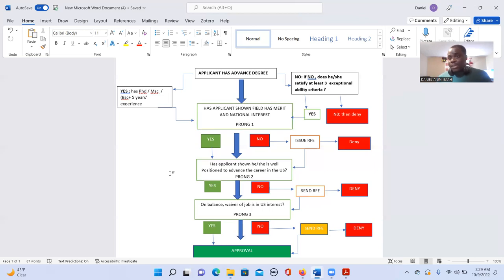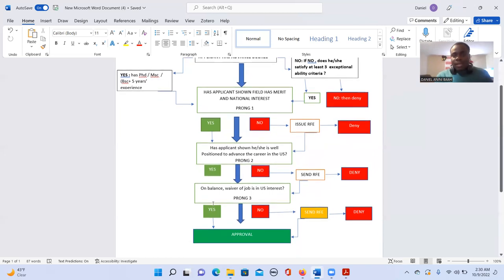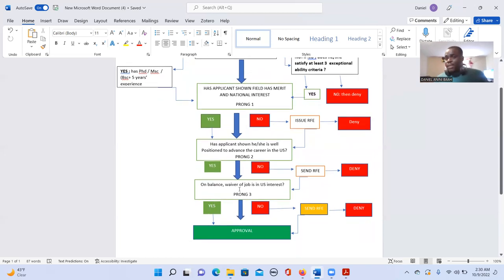Most of the time, if you are filing your petition, this part will be chapter three. The first chapter will be your advanced degree. Chapter two will be your national interest and merits, which is prong one. Chapter three is going to be your exceptional ability. Have you positioned yourself? So that is one thing you have to keep in mind.